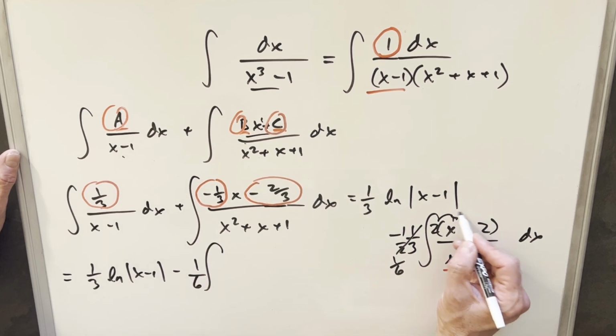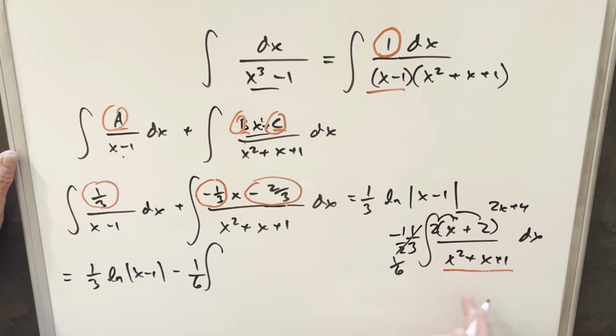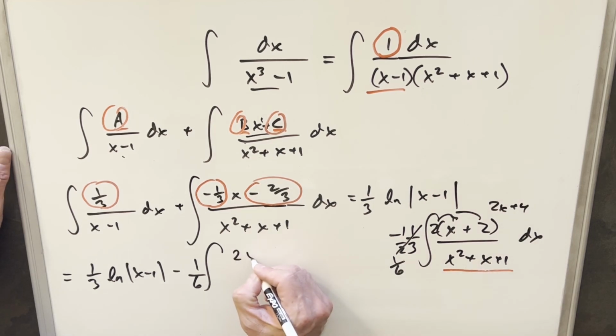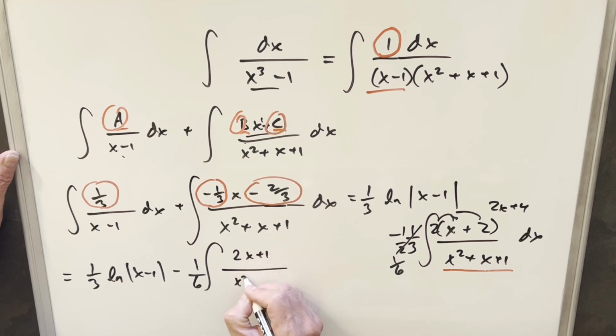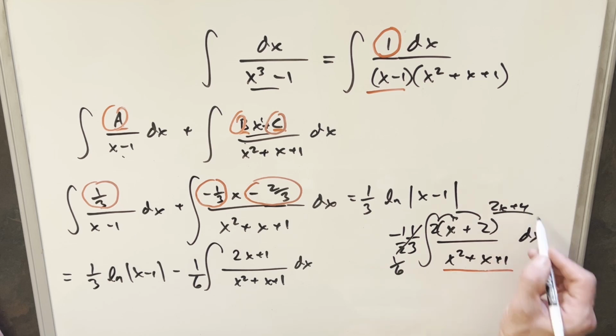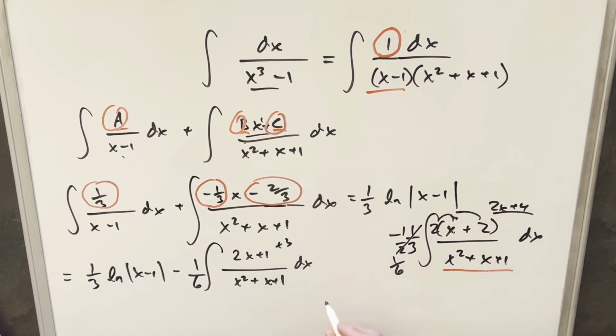Now distributing this in, we have 2x plus 4. But like I said earlier, the derivative of this is 2x plus 1. So let's do 2x plus 1 over x squared plus x plus 1. But then again, this was 2x plus 4 over here, so we have a plus 3 hanging out. So what I want to do is create like a separate integral for this plus 3.